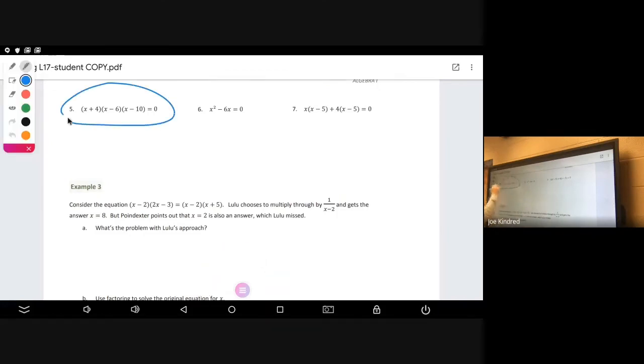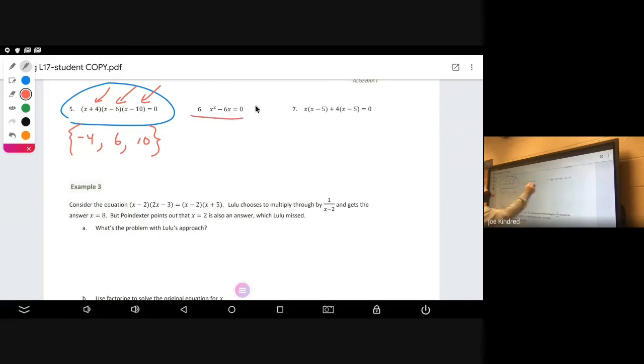So if we look at this one, this is an easy one. Look at that. Well, that's -4. Look at that one. That's 6. And look at that one. That's 10. Boom. Those 3 numbers, if you plug in those 3 numbers individually, the whole thing goes to 0.